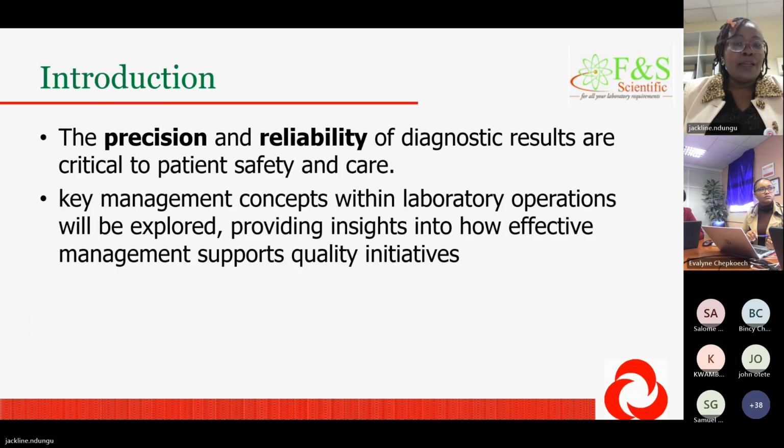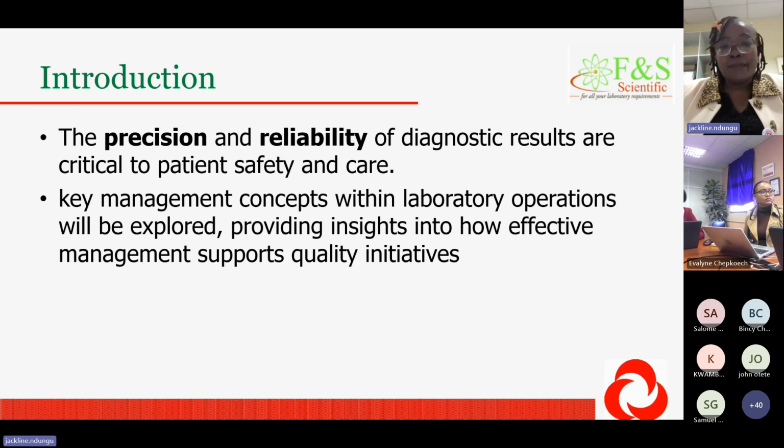In terms of introduction, when you hear the word precision, precise, I'll be defining it down there. Precision, people will tell you it's reproducibility. If you test the same sample today and repeat it on the same equipment, it should give you results that are close to each other, not so much apart. You are trying to be precise.